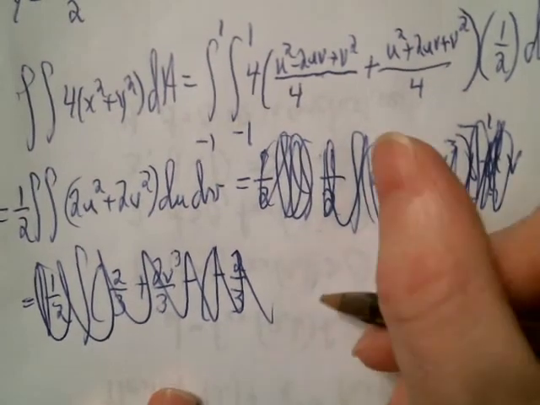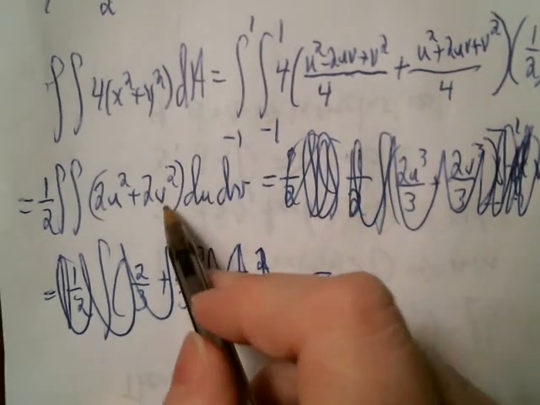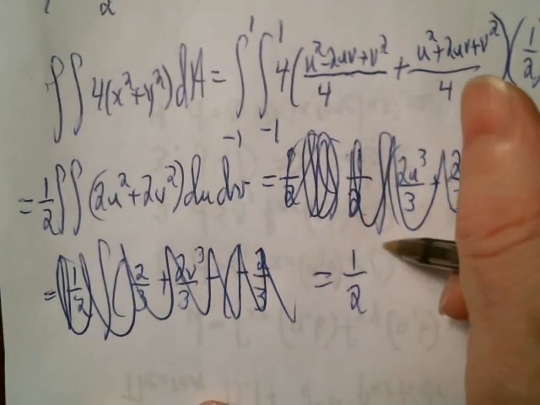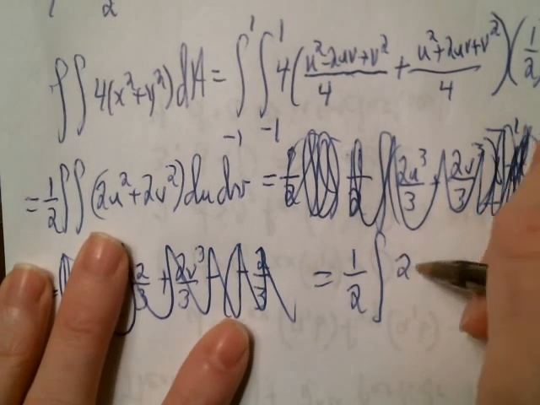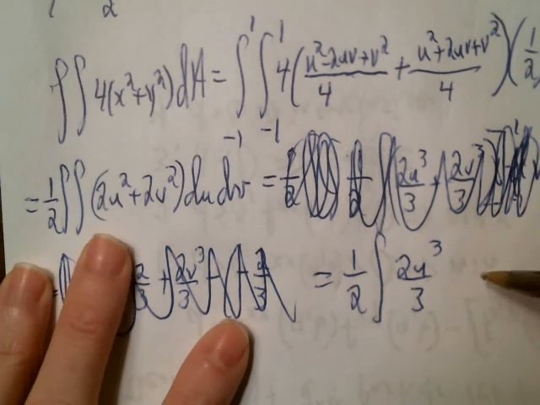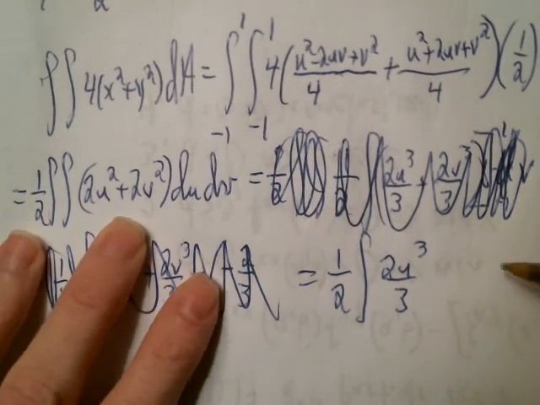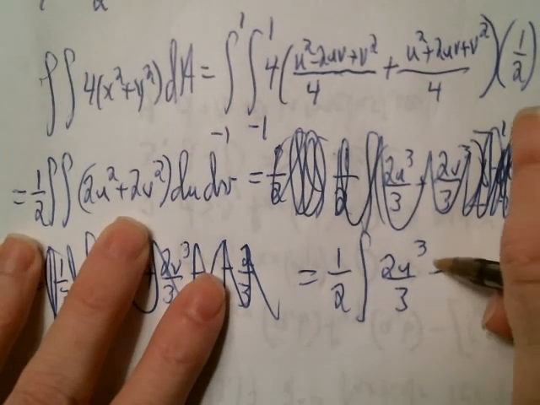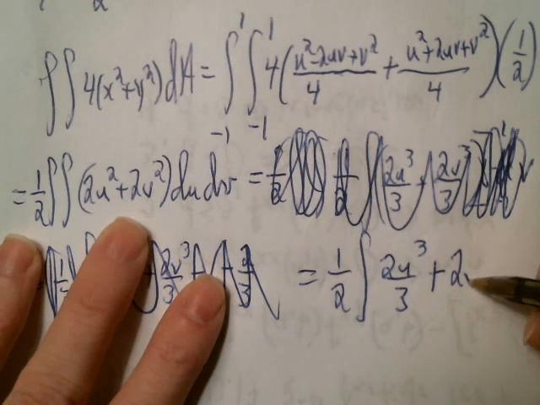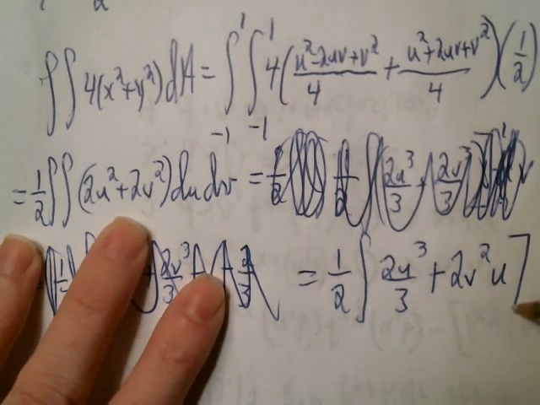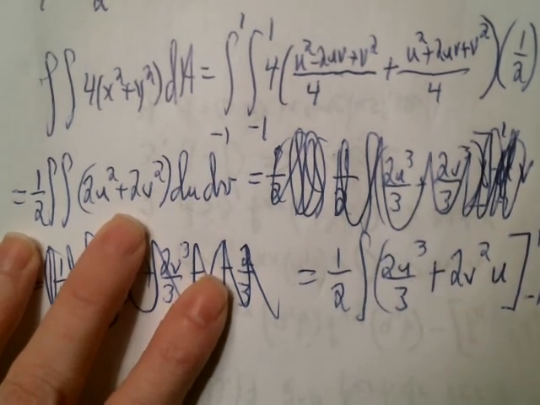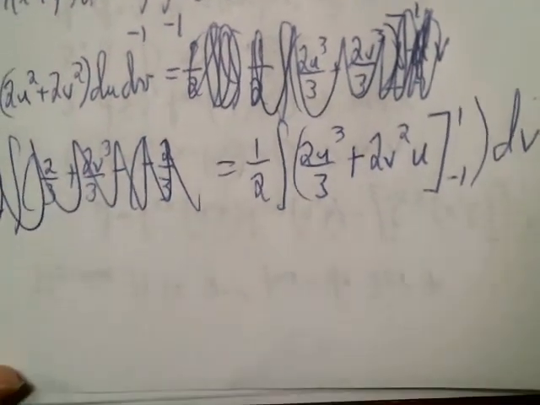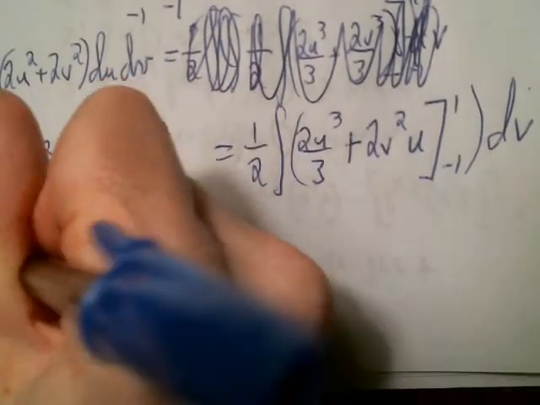Almost at the end. Okay. So when I integrate with respect to u there, this guy will certainly be 2u cubed all over 3, but this guy is not. This guy is plus 2v squared u. Sorry, that was the problem. Okay, and then we can now evaluate, and everything should be okay.